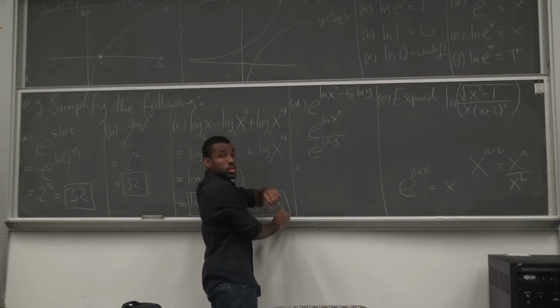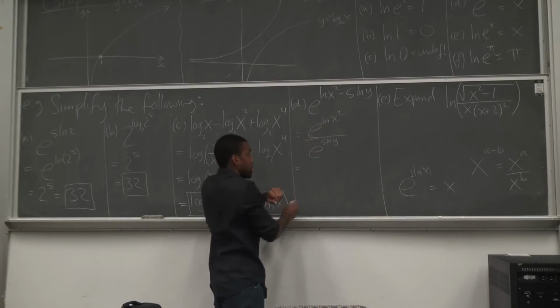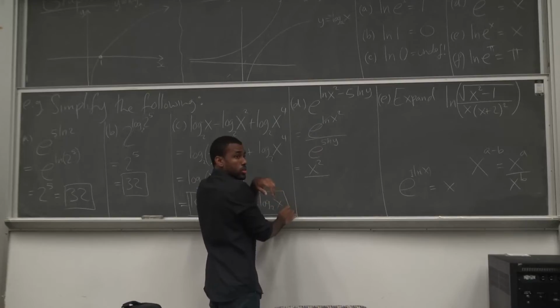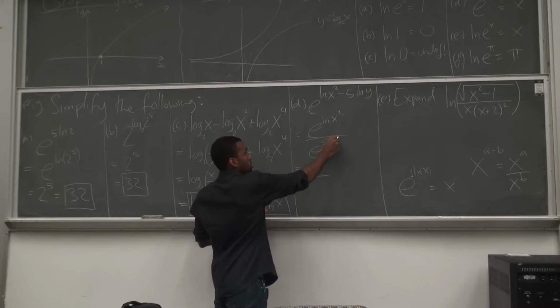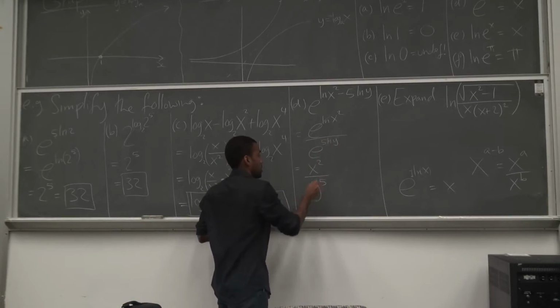Now what's the numerator? X squared, e's and ln's right beside each other. They cancel. What's the denominator? Y to the fifth. That 5 I would move up, and then the e and the ln will cancel each other. That's the answer.